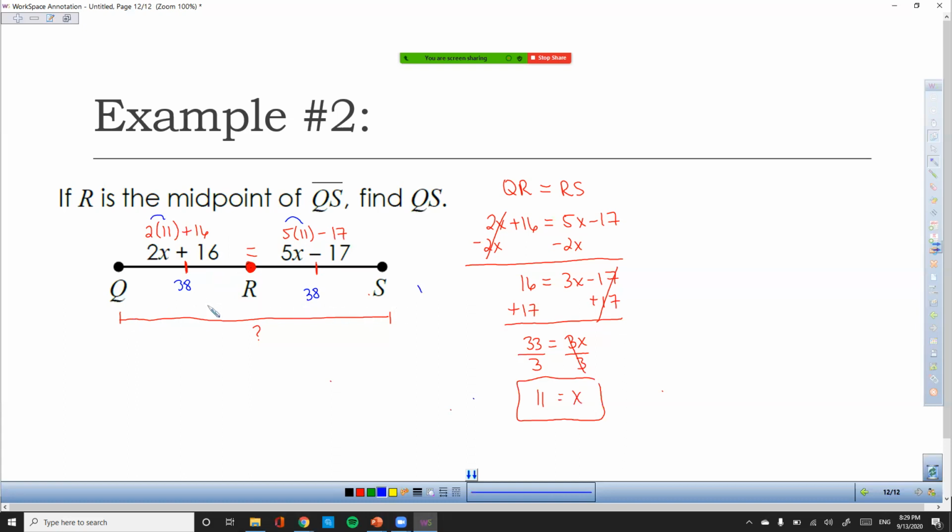So in this case, how can I find the length of segment QS? The length of segment QS is going to equal 38 plus 38, which is 76. So the length of segment QS, what the question is asking me, is 76, because 38 plus 38 gives me 76.